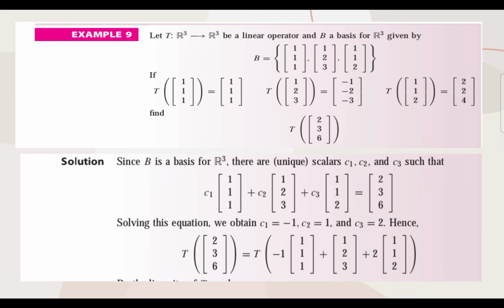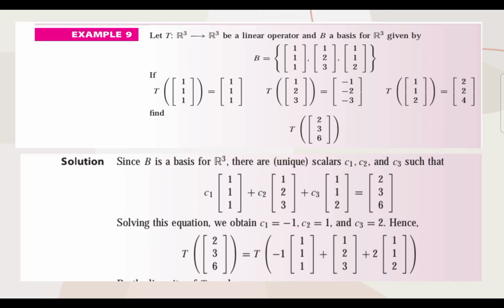Next, in example number 9, let T from R cubed to R cubed be a linear operator and let B be a basis for R cubed given by B equals (1, 1, 1), (1, 2, 3), and (1, 1, 2). If T of (1, 1, 1) equals (1, 1, 1), T of (1, 2, 3) equals (negative 1, negative 2, negative 3), and T of (1, 1, 2) equals (2, 2, 4), find T of (2, 3, 6).